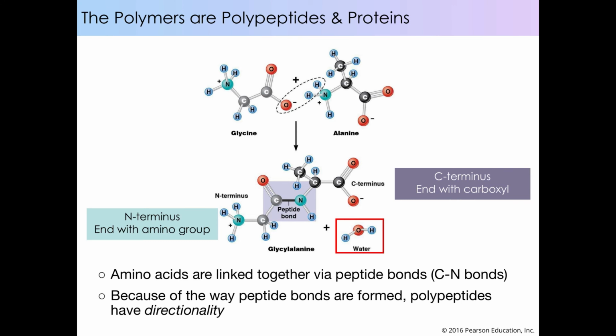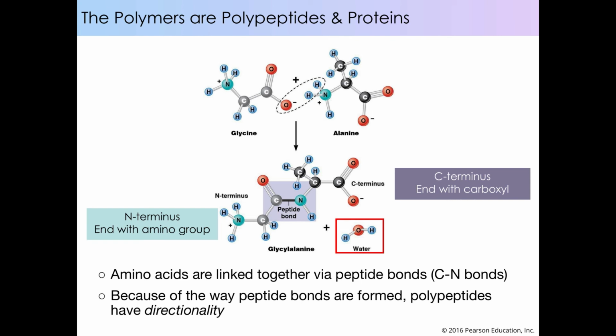Amino acids are linked together by a type of amide bond, which is a carbon-nitrogen bond, which is known as a peptide bond. As you can see, this bond results from a condensation or dehydration synthesis reaction, where a water molecule is released as a bond forms between the carbon of the carboxyl group of one amino acid and the nitrogen of the amino group of the next amino acid.